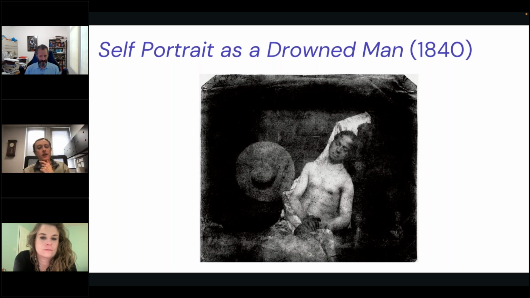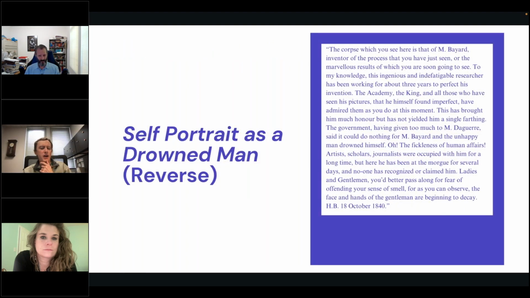Hippolyte Bayard, who is a French inventor, is the subject who is depicted here. He's faking his own death in this photograph. And he produces this photograph as a form of protest. And what I find so fascinating about this photograph, it seems to be drawn from the internet, right?